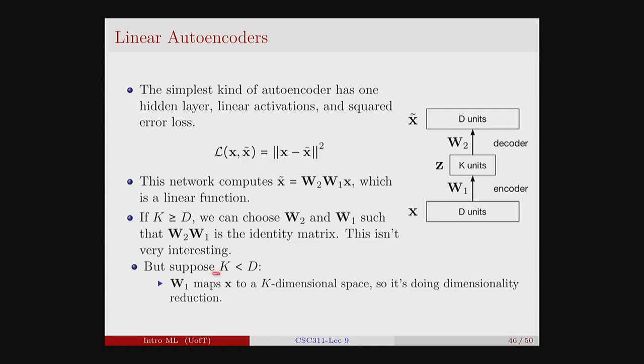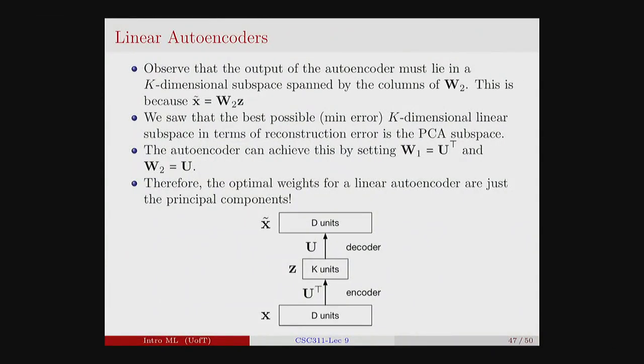But if k is much less than d, then W1 maps every input x to some k-dimensional space, so it's doing some form of dimensionality reduction. And we can ask the question, what is it learning? We can observe that the output of the autoencoder must lie in a k-dimensional subspace spanned by the columns of W2, because you can write every reconstruction x tilde as W2 times Z, where Z is your code vector.